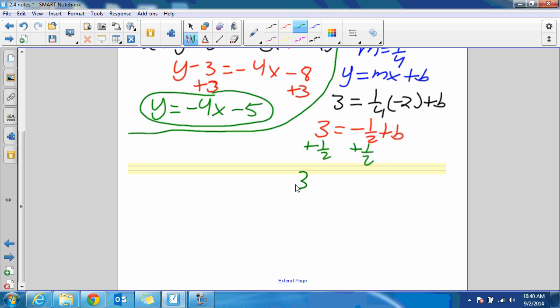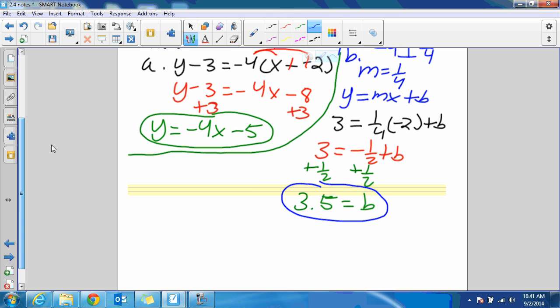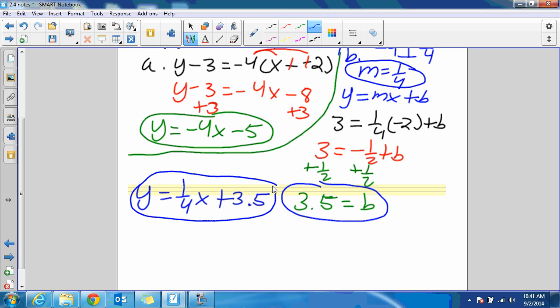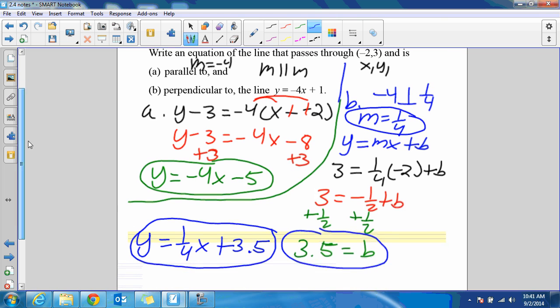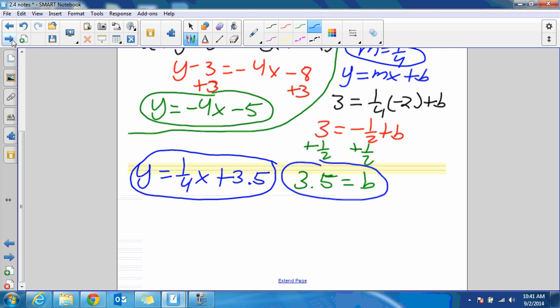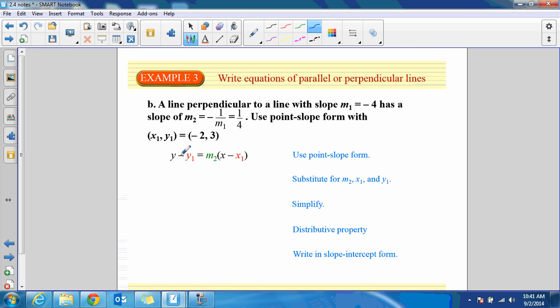You can say 3.5, but usually they don't write the y-intercept as a mixed number. So leave it as a decimal, or you can say 7/2, but I think 3.5 sounds good. Okay, 3 plus 1/2 is 3.5. So now we have our y-intercept, we have our slope. Our answer would be y equals 1/4 x plus 3.5 for the second part. So again, you can do it the point-slope form way, or you can do it the y-intercept way. Whichever way is easiest for you, pick that way and get really good at it. I'm showing you both ways so you have options, whatever makes sense to you.